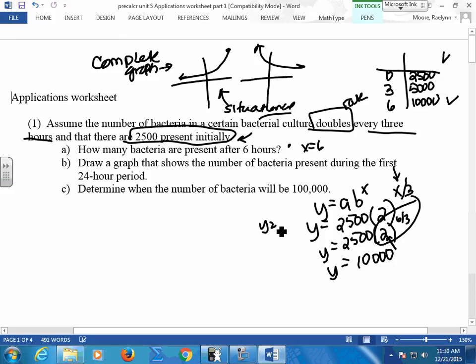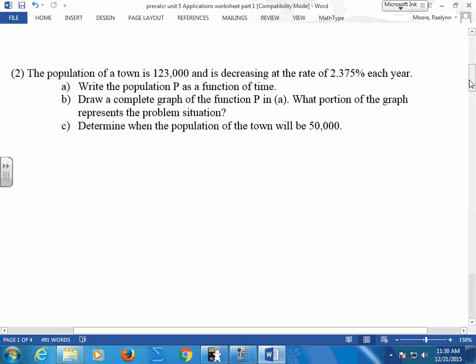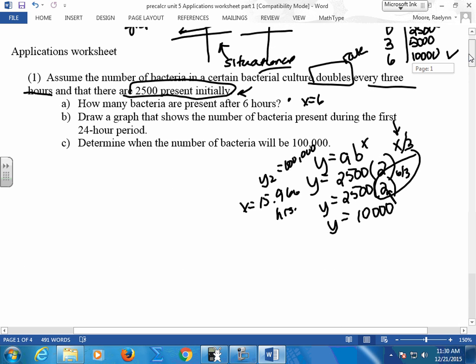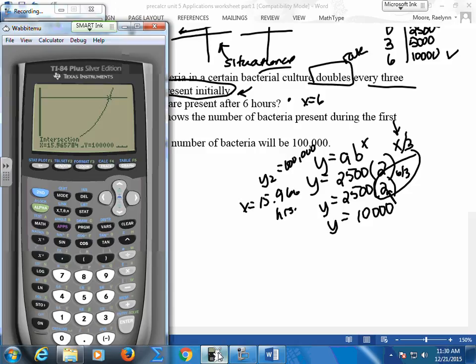And we set y2 equal to 100,000. The answer was 15.966 hours. Guys okay with this? Let's set up one more. Let's set up your population one.